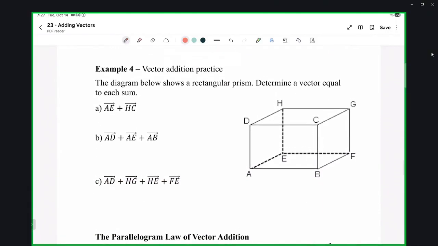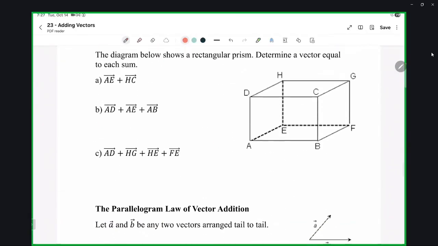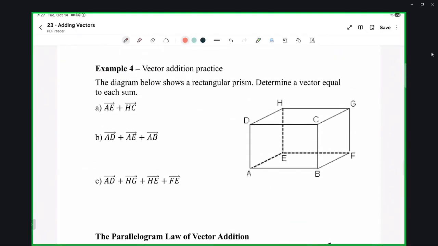We have vector addition practice. So we have more examples of this in action. So at this point, this would be a good time for you to go ahead and pause the video and try this out for yourself. Okay. So let's see what we've got. So this is vector addition practice. So the diagram below shows a rectangular prism. So instead of a parallelogram, just a rectangular prism. So we just took a rectangular prism, just labeled the 8 corners, A, B, C, D, E, F, G, H. And we're going to determine a single vector equal to each of these given sums.